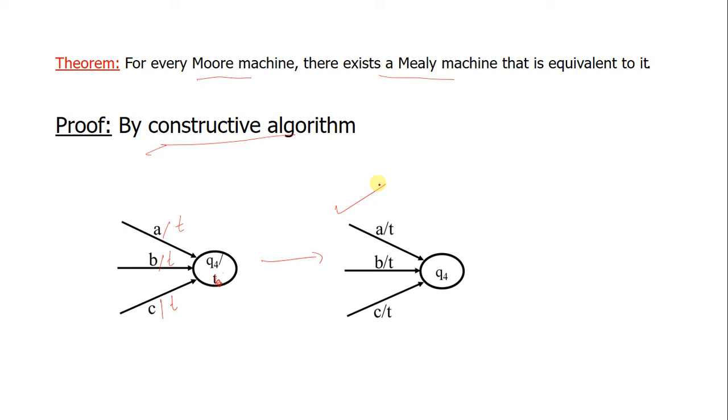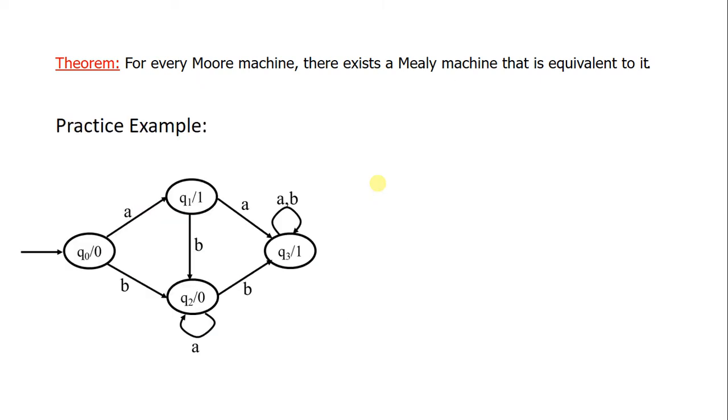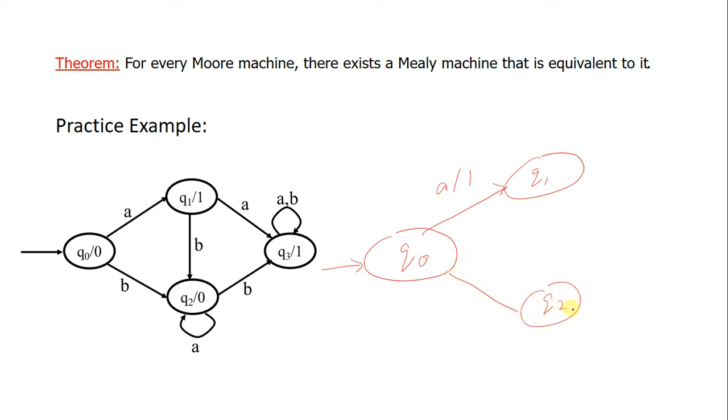So let's see an example. Here we have to convert this into a Mealy machine. So very simple. This is state Q0, and then this is A moving here, and this Q1 has output 1. So instead of writing output here, we will write the output here. And similarly here Q2 has output of 0. So instead of writing output here, we will write the output here with B 0.